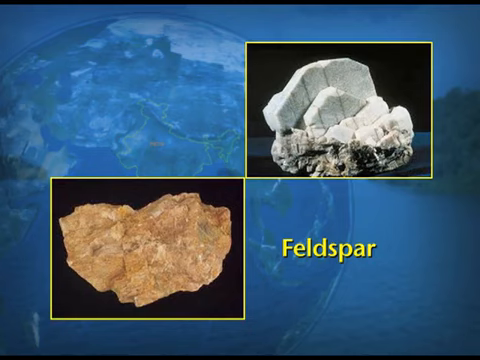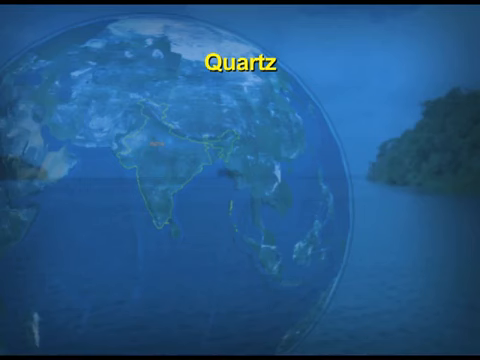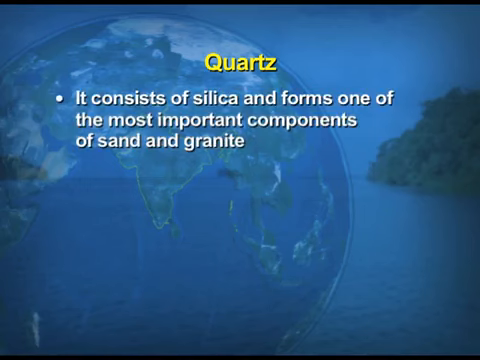Now, if you look at the screens, you can have a view of the feldspar, how it looks. These are two different pictures of the feldspar, one with the white color, another with the pink color. So, you can differentiate between the two different colors of the feldspar. Now, the second mineral is quartz. It consists of silica and forms one of the most important components of sand and granite.